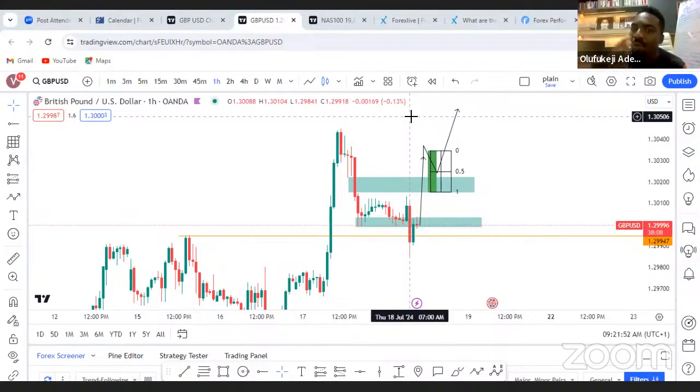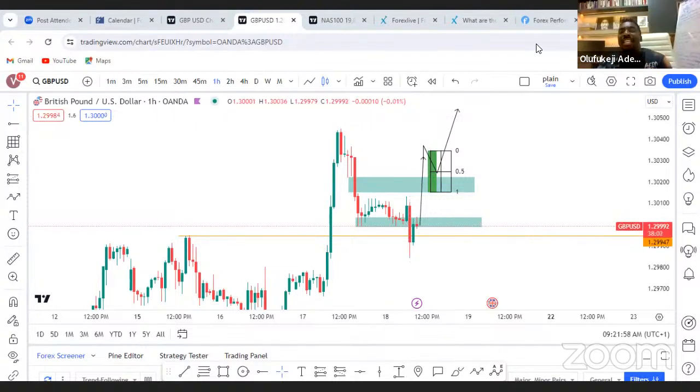Then, of course, you layer it with sentiment. So after all this analysis, I'll now go and check what DXY is doing. If DXY is selling, then GU has a basis to move up.